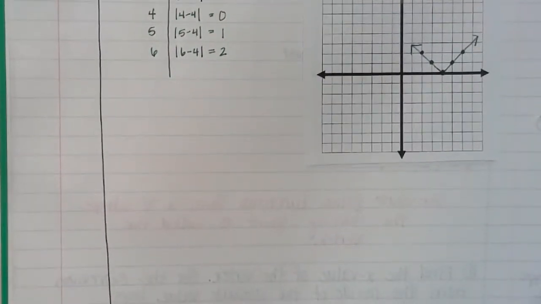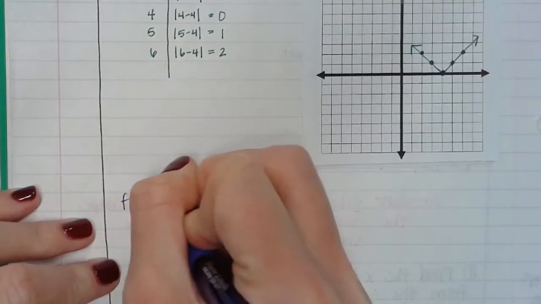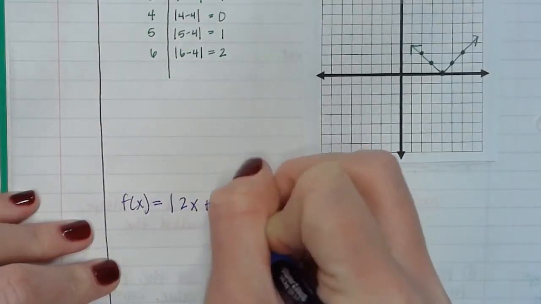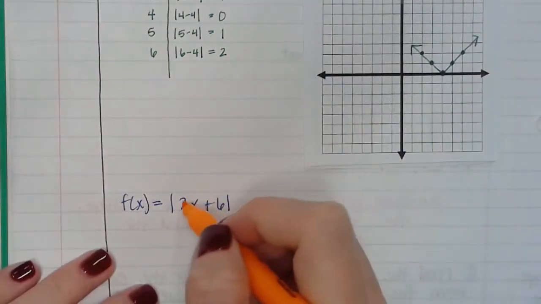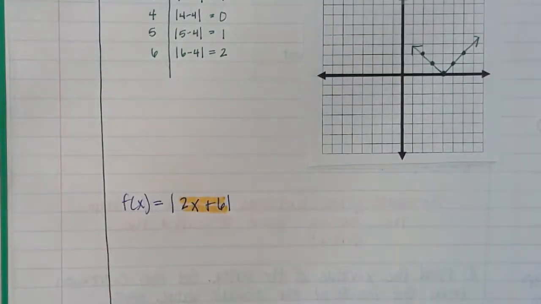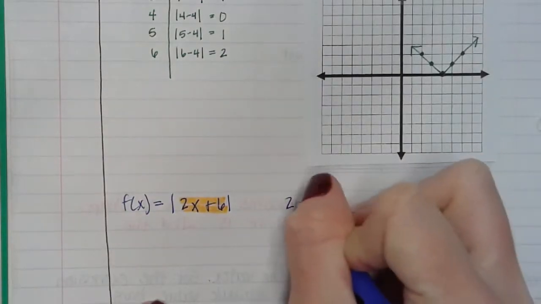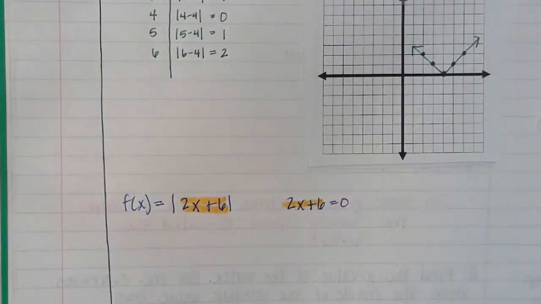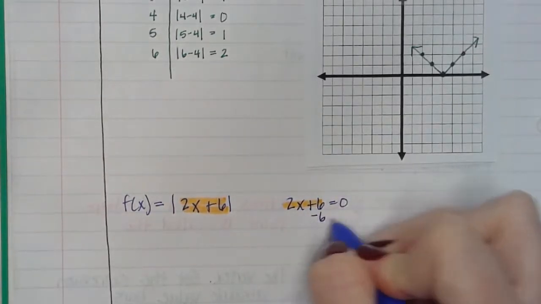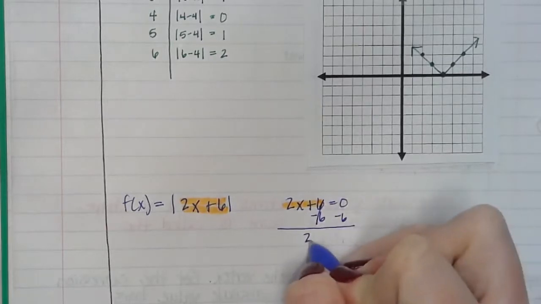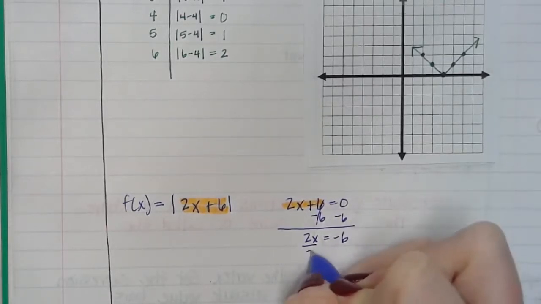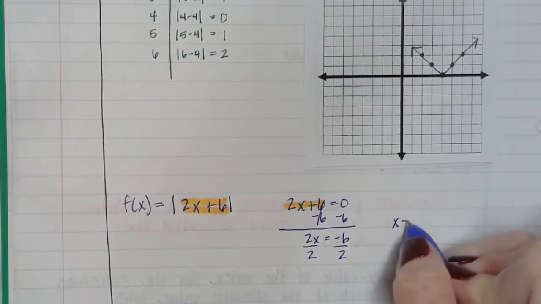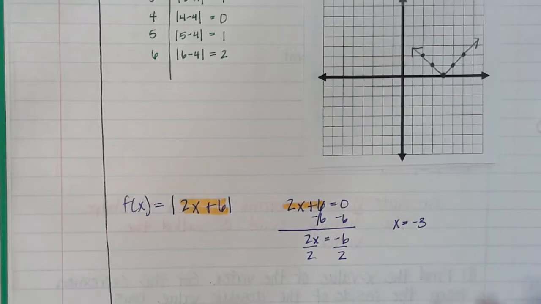All right, let's try another one. f of x equals 2, or the absolute value of 2x plus 6. Okay, so the first step, you want to take the inside of the absolute value bars and set it equal to 0 and solve. So 2x plus 6 equals 0. So we're going to minus 6 from both sides. And we get 2x equals negative 6. Divide by 2. And we get negative 3. So x equals negative 3.